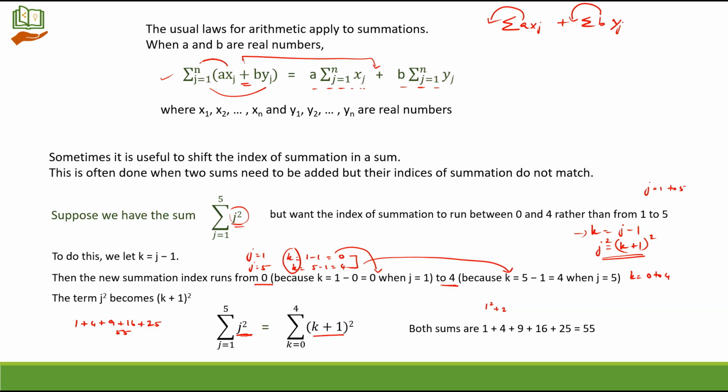1 plus 1 is 2 square, 2 plus 1 is 3 square, 3 plus 1 is 4 square. When k is equal to 4, this will become 4 plus 1, which is equal to 5 square. So both will give the same answer only. This is the way we have to shift the index when we want to work out other sums where the summation indices do not match.